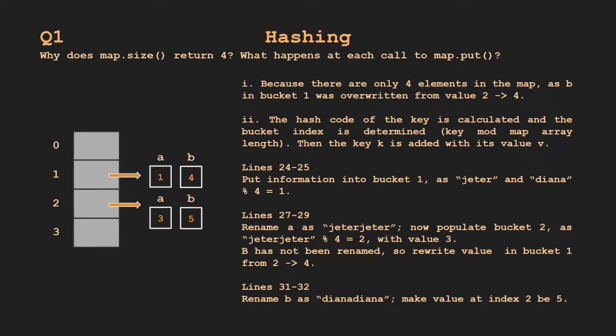B has not yet been renamed, so we're going to rewrite the values in bucket 1 from 2 to 4. It's still named Diana. And then in 31 and 32, we're going to rename Diana as Diana Diana, and we're going to make the value at that index 5. So sorry, I misread that. At index 2, we are going to make the value of Diana 5.